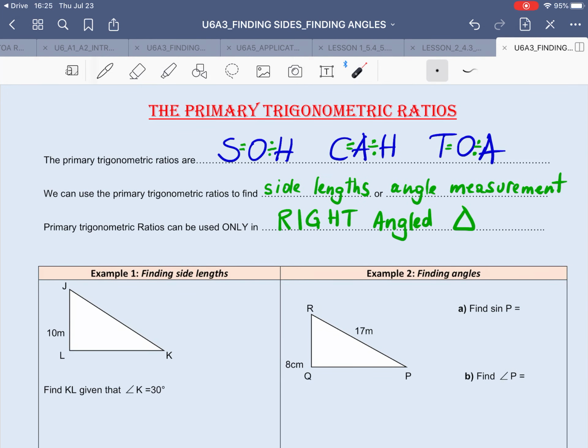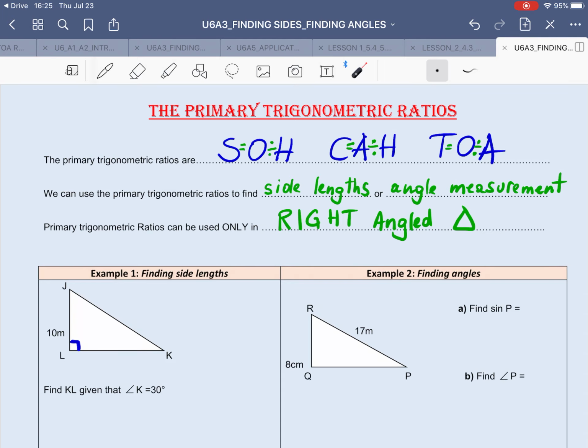So let's take a look at a couple of examples. The first example is an example of finding side lengths. We have this right-angled triangle. Usually it's indicated by a little square right at where the angle is. I kind of forgot to write it here. And in this right-angled triangle, which we have named JKL, we know one side is 10 meters, and we know that angle K is 30 degrees. And we want to find out what the length KL equals.